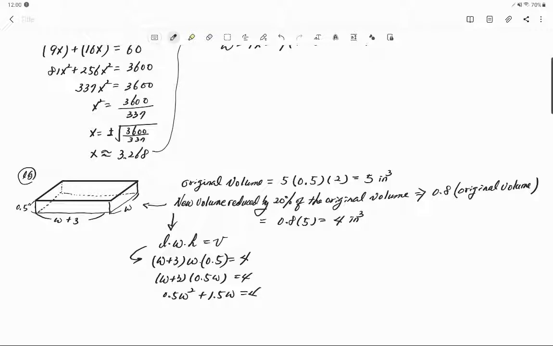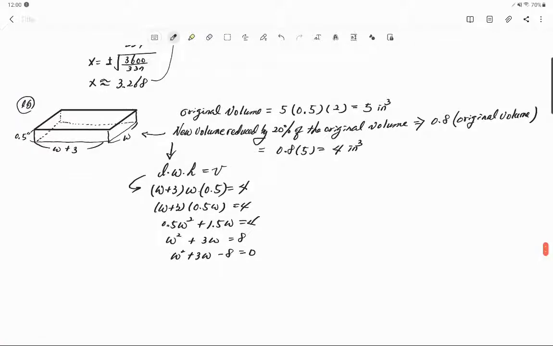And then we don't like decimals. So let's multiply the equation by 2. So that is W squared plus 3W equals 8. And then we can move 8 to the left. So this is a new equation.